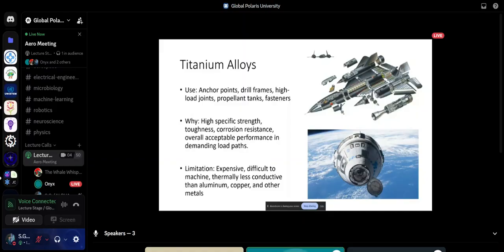Now, big limitation, they are very expensive. Depending on the alloy, it can be difficult to machine. It is, as a metal, less conductive than aluminum, which, depending on the mission profile, may or may not have an impact. It just depends on how you plan to apply titanium to the spacecraft.